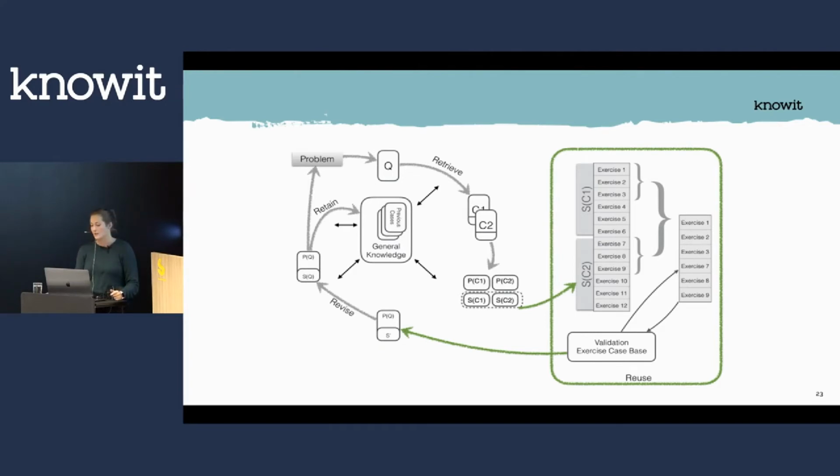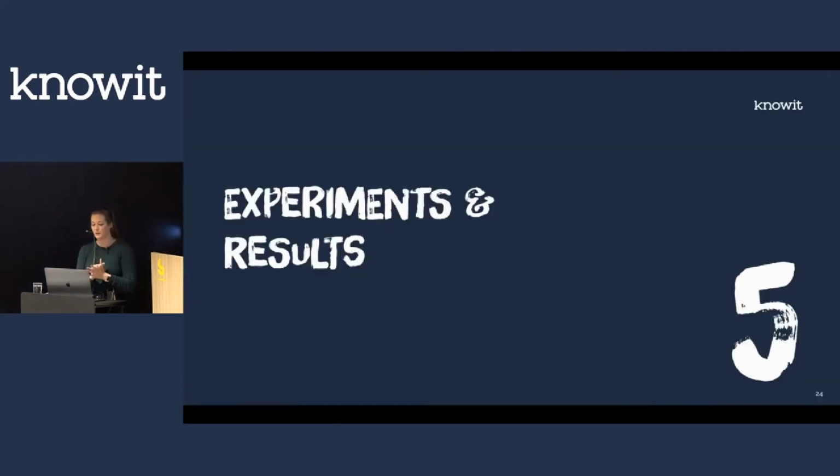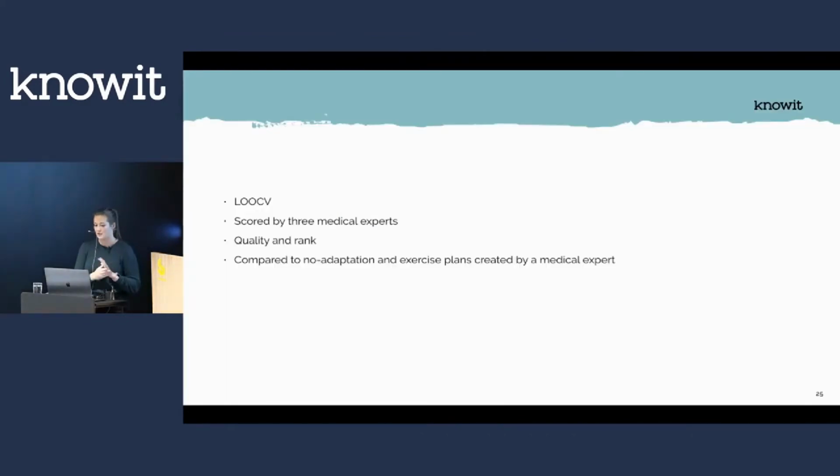So this is my method. And with this, I did some experiments and I got some results. So I used something that is called leave one out cross-validation, which means that you remove one of your cases with the solution from the case base, and then you use only the problem part as input, and it gets you a solution for that part. And when I'm done with that, I put the problem back again with its original solution, and I take out another case, and I do this for all the cases.